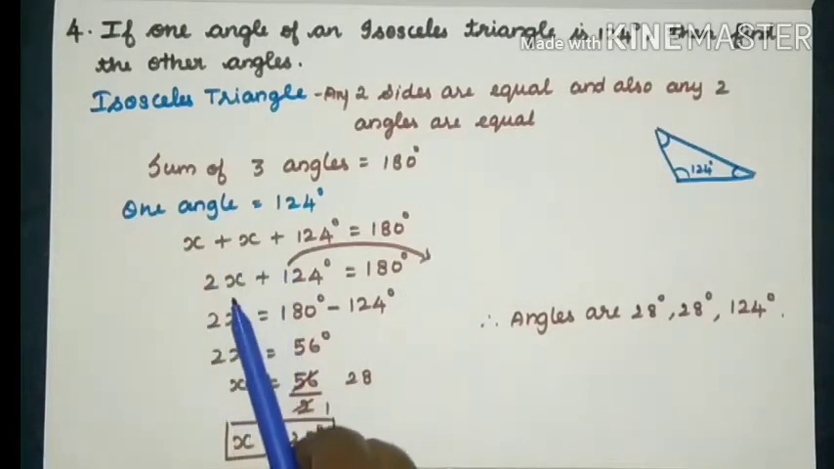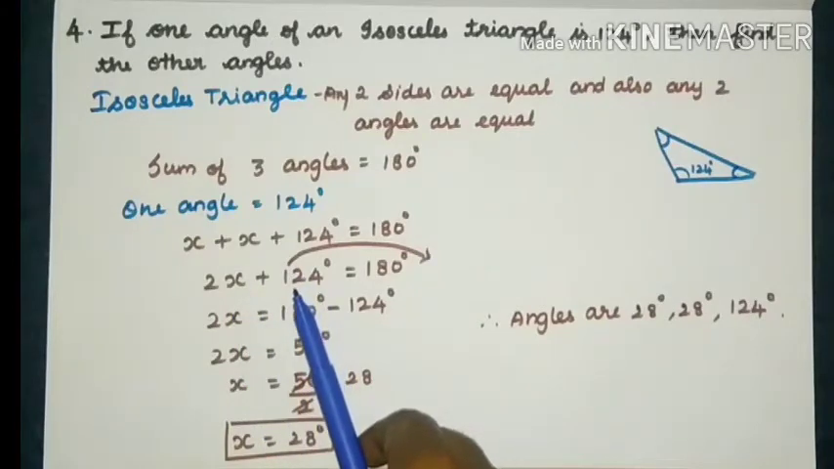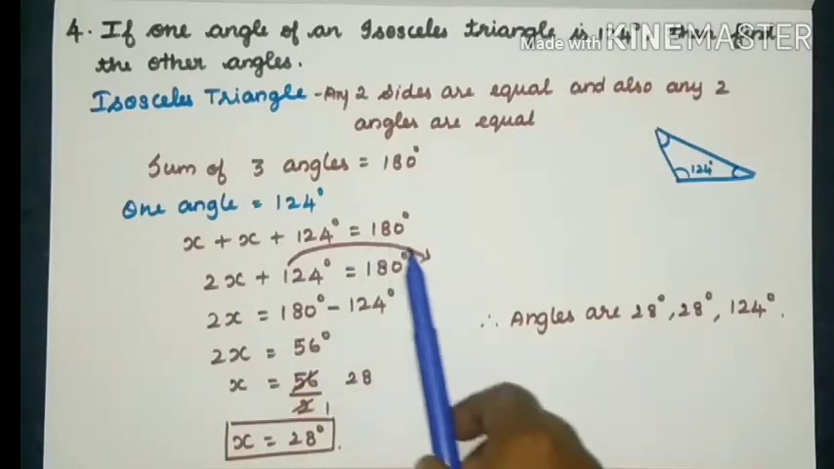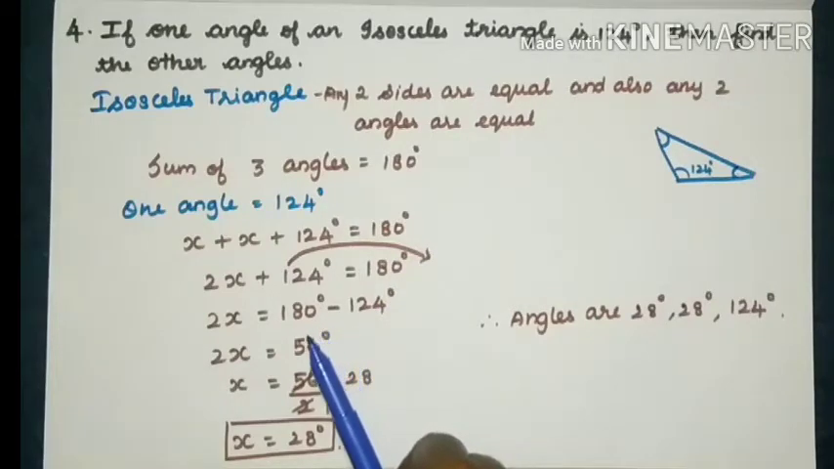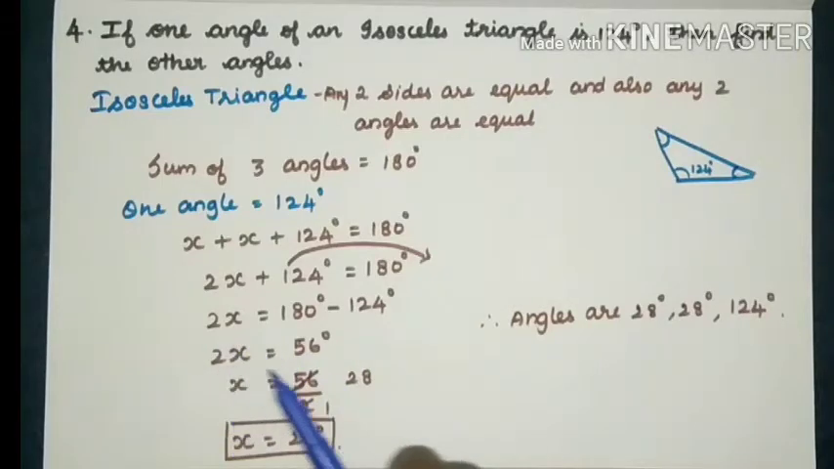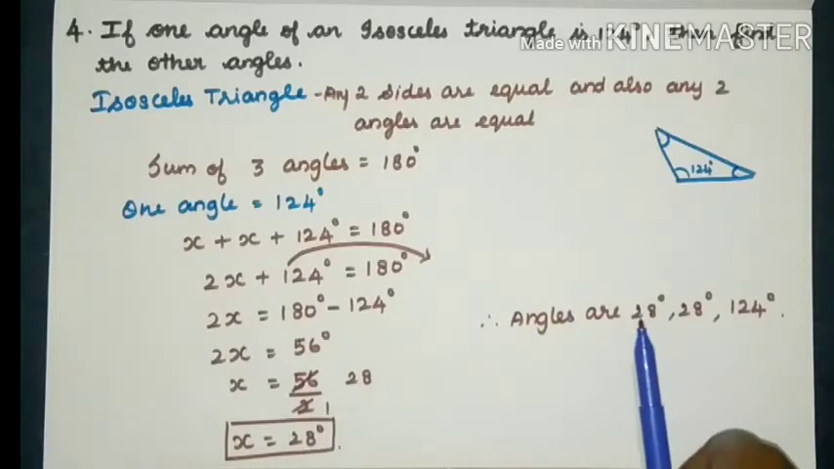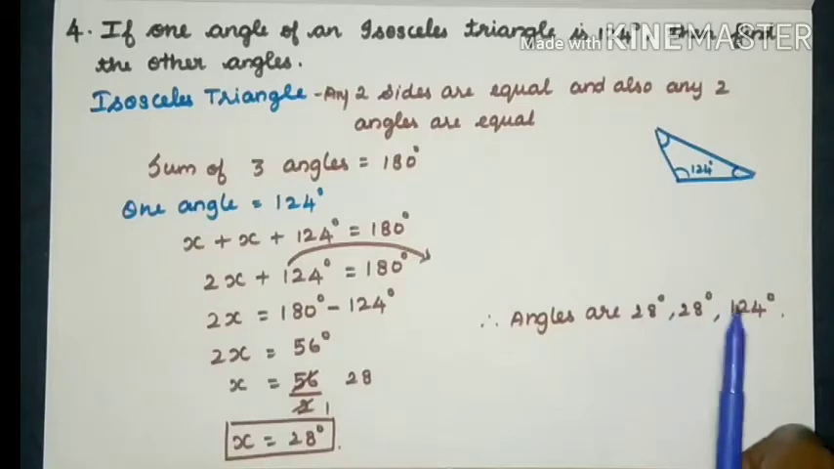x plus x is 2x. Then plus 124 degrees goes to the right hand side, which means it will change into minus 124. 180 minus 124 is equal to 56. 2x equals 56 degrees. Therefore, x value is 28 degrees. The angles are 28 degrees, 28 degrees and 124 degrees.